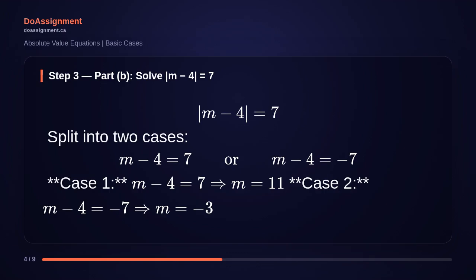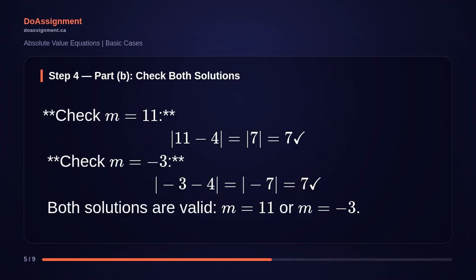For part B, the expression inside the absolute value is m minus 4, and it equals 7. Splitting gives two equations: m minus 4 equals 7, which gives m equals 11, and m minus 4 equals negative 7, which gives m equals negative 3.